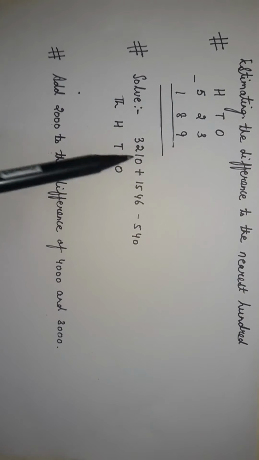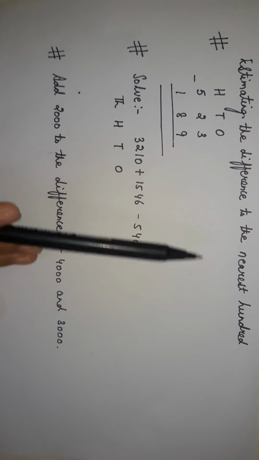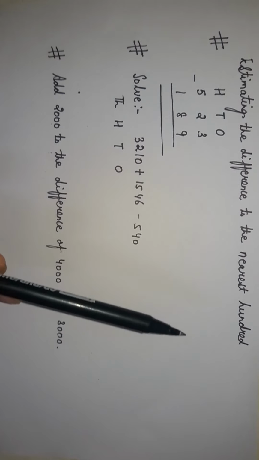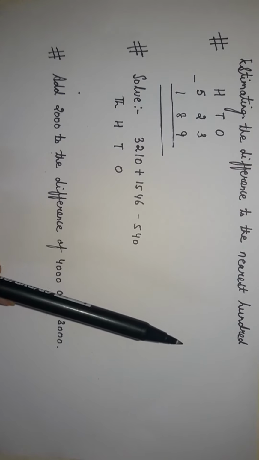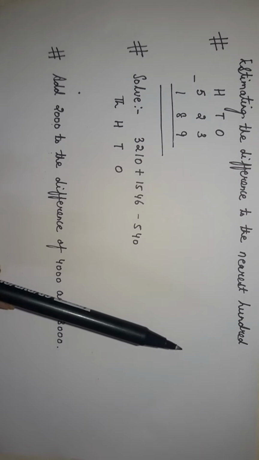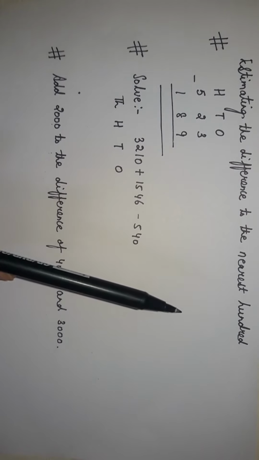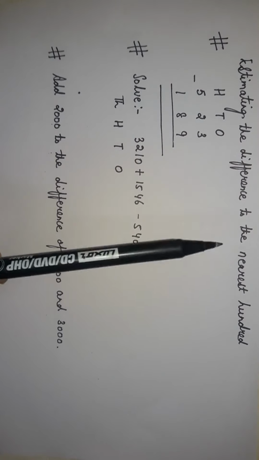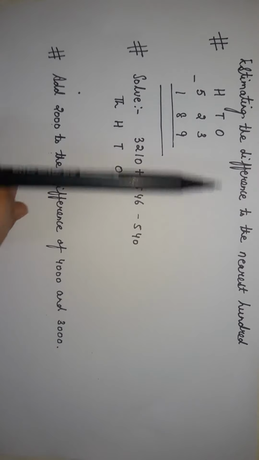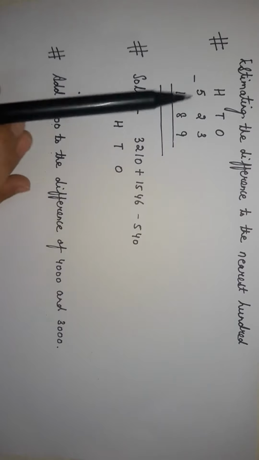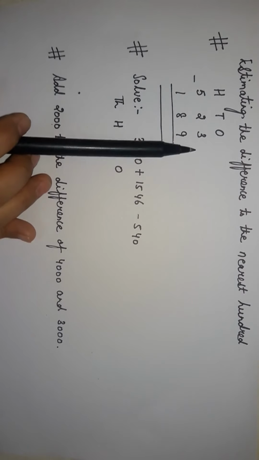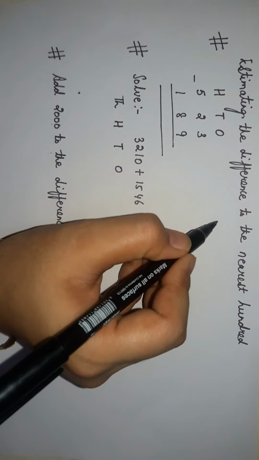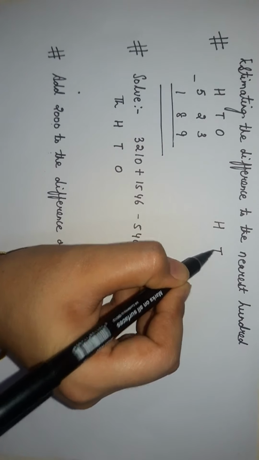So the topic is estimating the difference to the nearest 100. Let me tell you one more fact of subtraction: you cannot subtract a greater number from a smaller number. Always subtract a smaller number from a greater number. Now let's see this topic. As you can see, we have 3 places, hundreds, tens and ones. We have one number 523 and another number is 189.